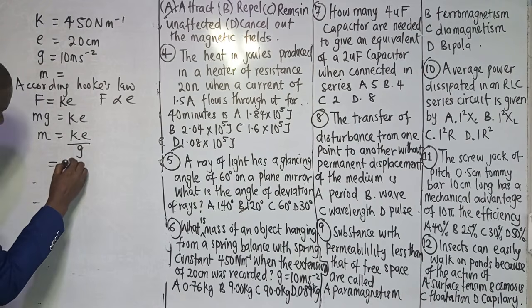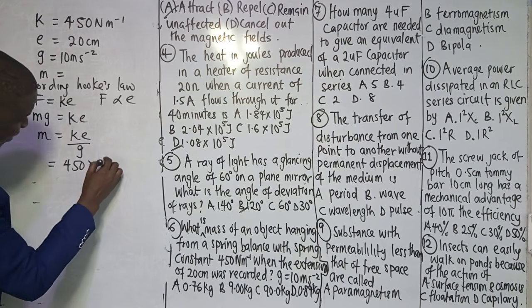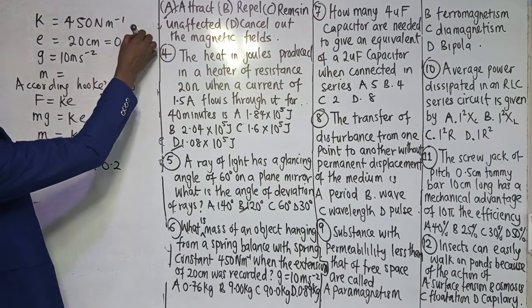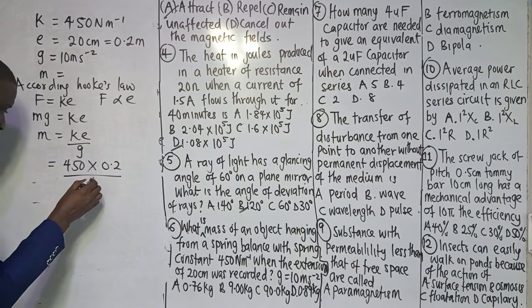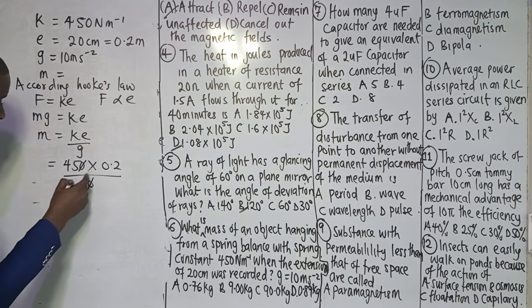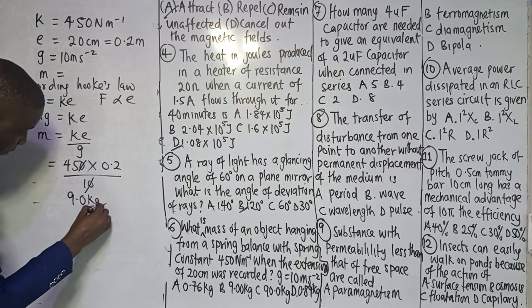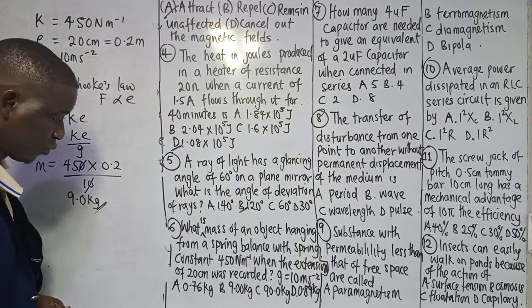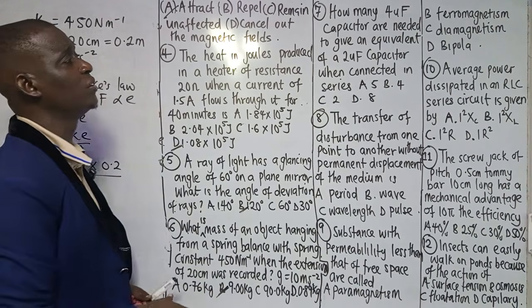What is your k? 450. Extension is 0.2. How do we get that? Divide by 100 to convert to the standard unit, which is meter, the fundamental unit of length. Divide g by 10, so this one will cancel this. So what do we have now? 0.2 times 45, we have 9.0 kilogram. Now use your calculator to confirm it. So 9.0, do you have that there? Yes, B, 9.0.